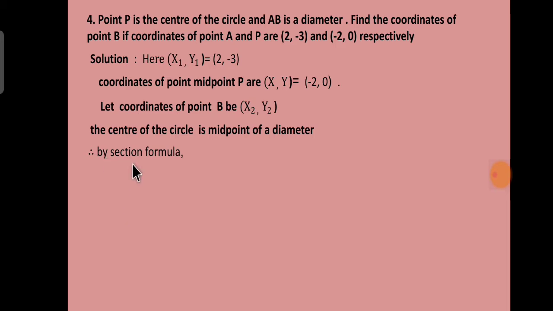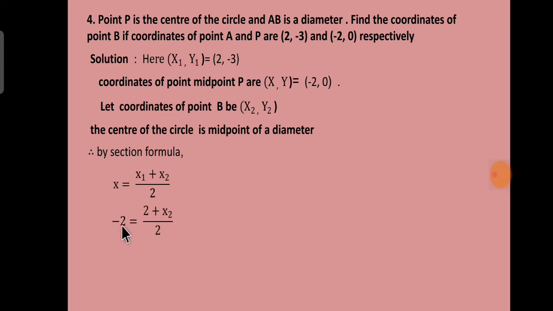midpoint formula, by using midpoint formula, x is equal to x1 plus x2 upon 2. या ठिकाणी बाय सेक्शन फॉर्म्युलाच्या ऐवजी बाय युजिंग midpoint formula. x1 plus x2 upon 2. Now the value of x is -2 and that is x1 is 2. Therefore -2 is equal to 2 plus x2 upon 2.